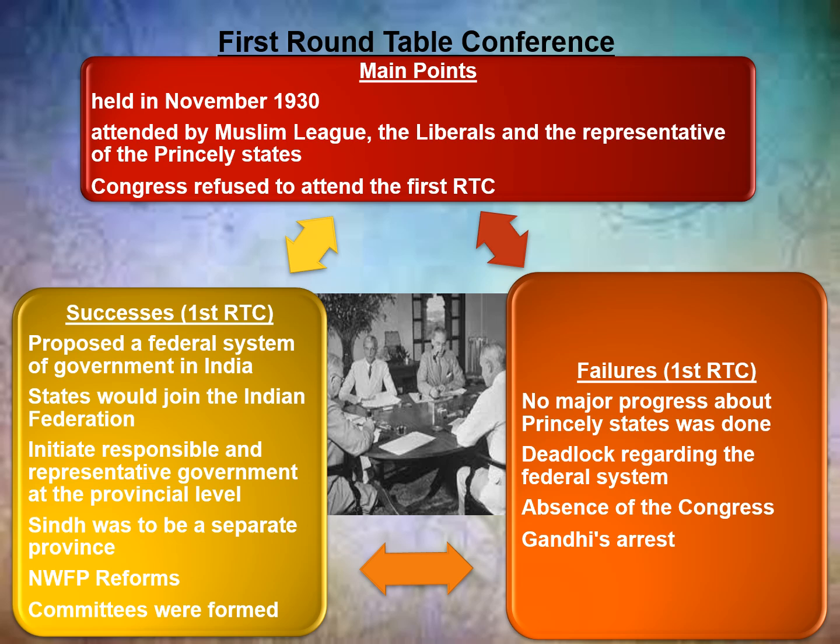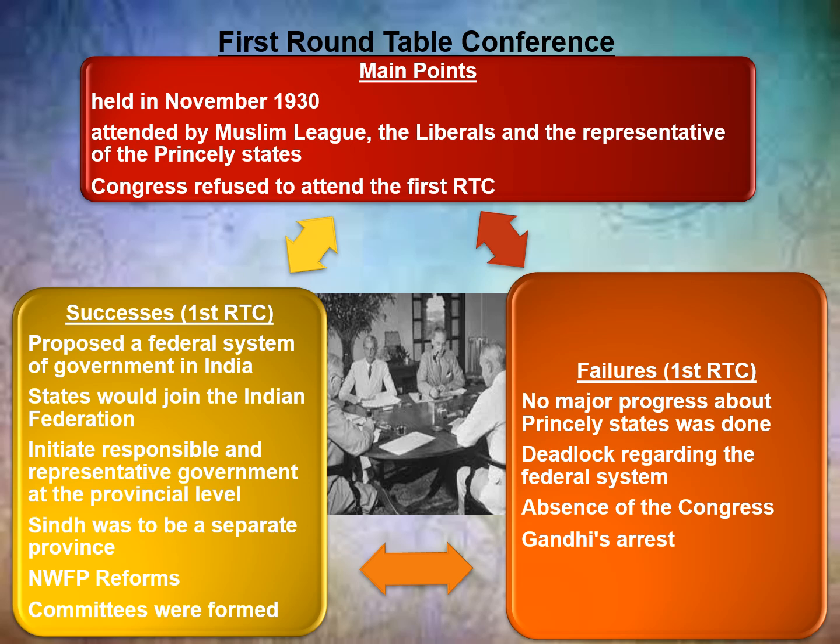Now if we talk about the successes of the first RTC, they proposed a federal system of government in India with a division of power between the central government and provinces. They also emphasized that the states would join the Indian Federation if their rights were guaranteed. The British agreed to initiate responsible and representative governments at the provincial level and to share power at the center. Sindh was to be a separate province, and reforms would be introduced in the NWFP. 8 committees were formed to address constitutional issues and settle disputes.